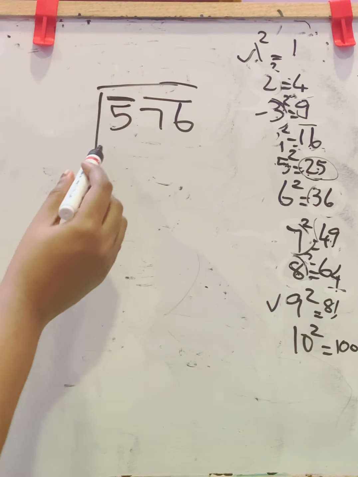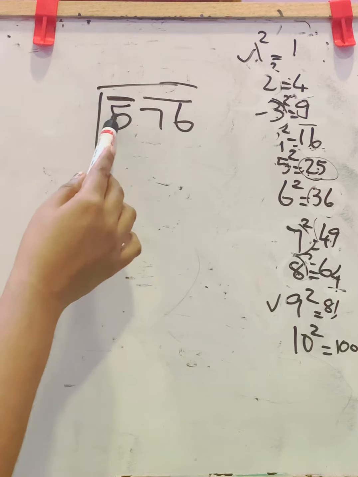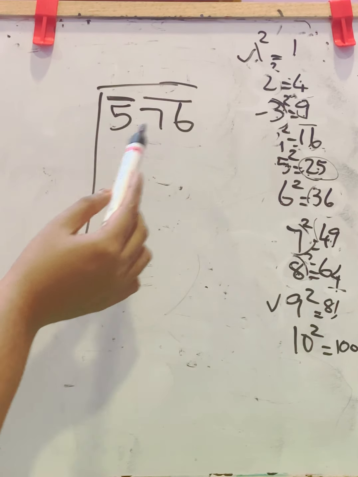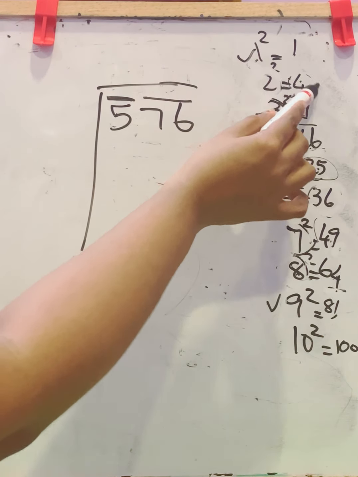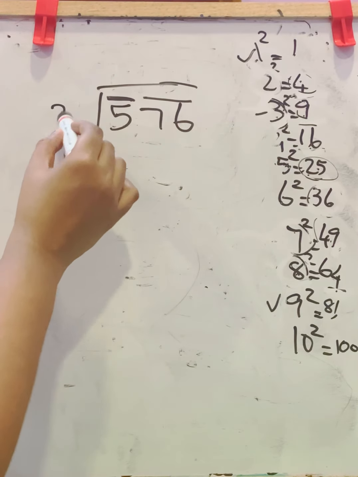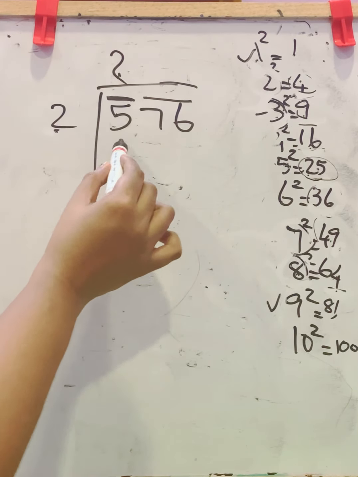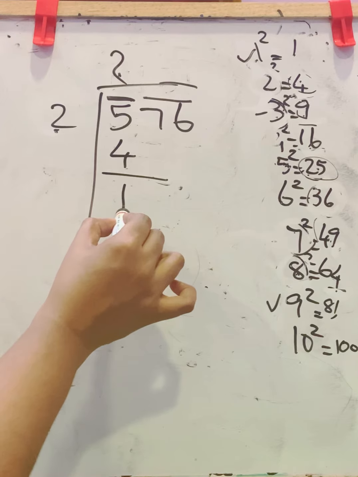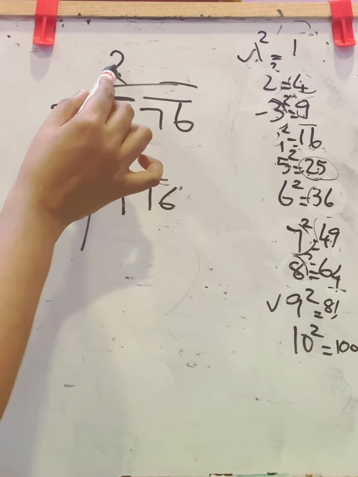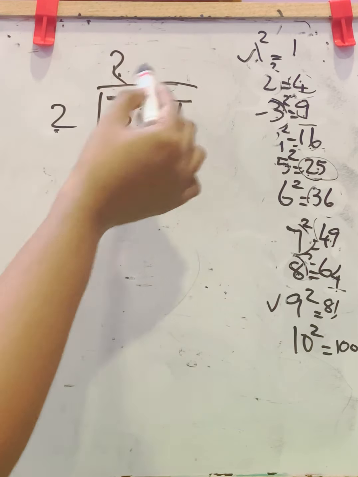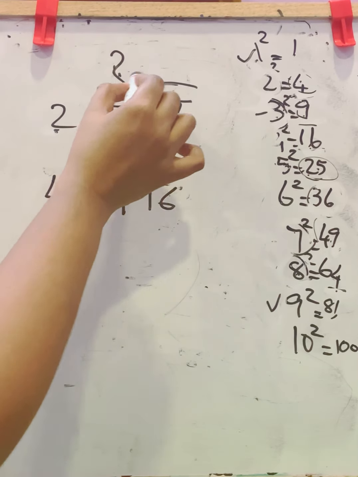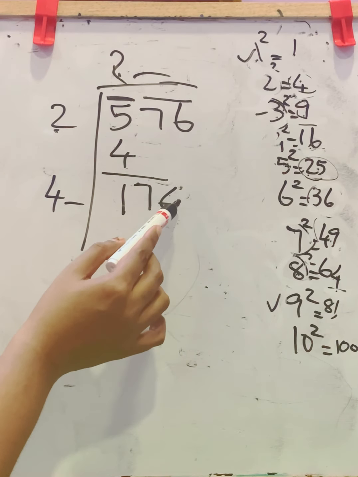This will stand alone. Now, 5 lies between 4 and 9, and the smallest perfect square is 4. 4 means 2 square. So, write here 2 square. 2 2s are 4. Subtract, you will get 1. Carry down the 76. Now, double this number. 2 2s are 4. 4 dash, here also dash. This ends with the digit 6.